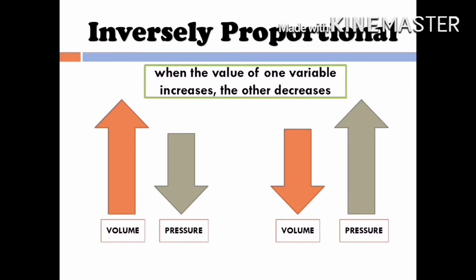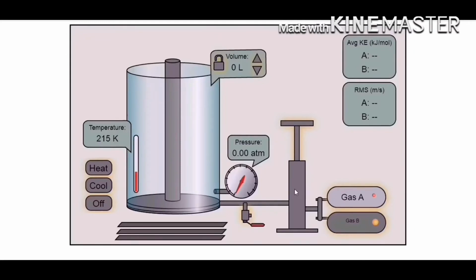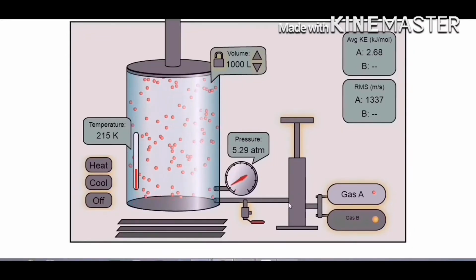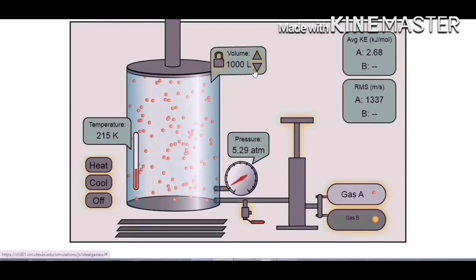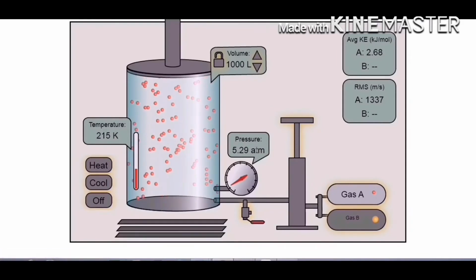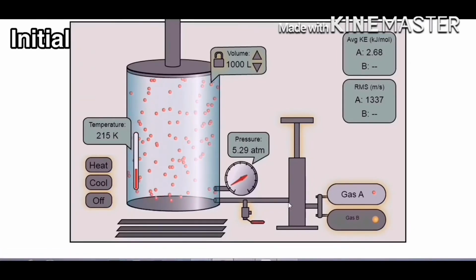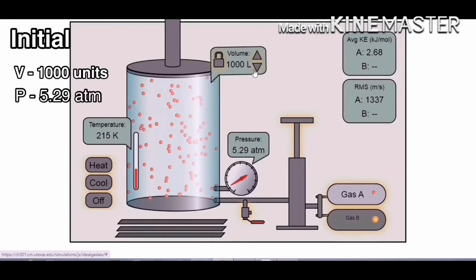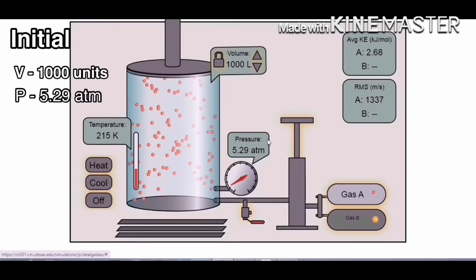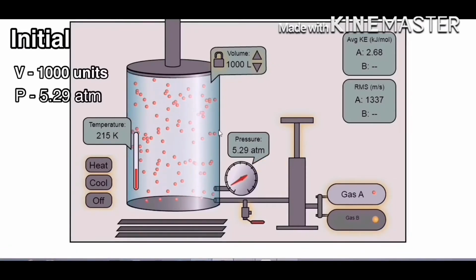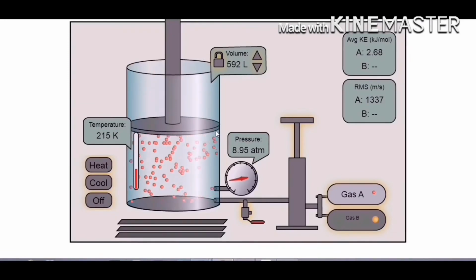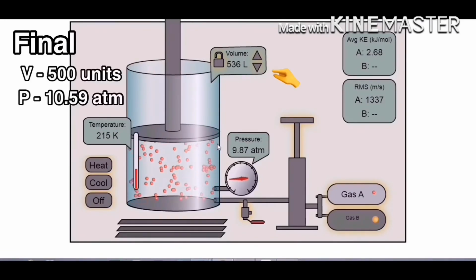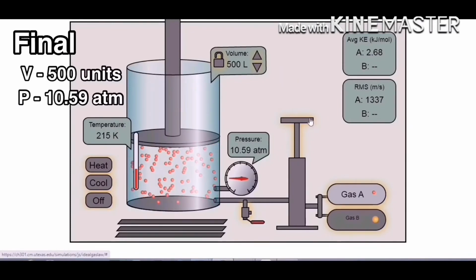Now, what if we decrease the volume by 1/2? Of course, we know that the pressure will increase, but the question is by how much? Let us again investigate using this simulation. To determine how much pressure will increase if we reduce the volume by 1/2, let's have a fixed amount of gas in the container, and let's hold the temperature constant. Initially in this setup, the volume occupied by gas molecules is 1,000 units of volume with a pressure of 5.29 atmospheres. Let's now reduce the volume by 1/2, that is from 1,000 units to 500 units of volume, and observe what happens to pressure. Right, the pressure doubles.